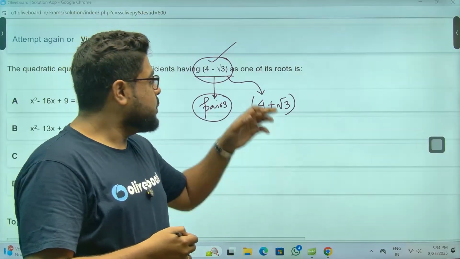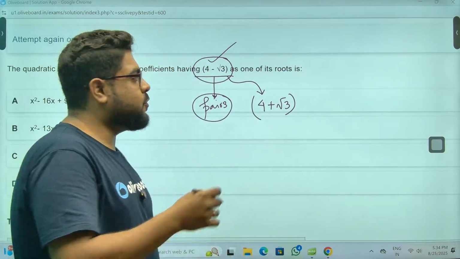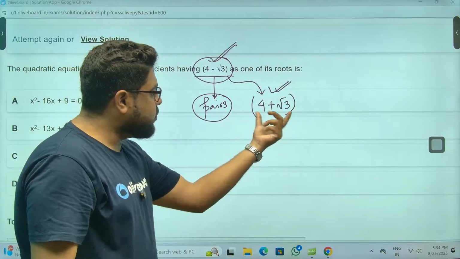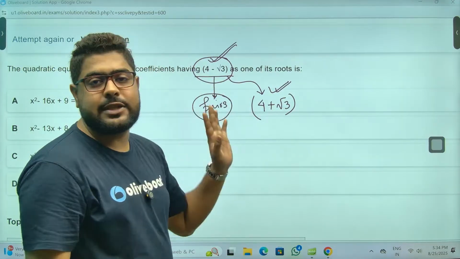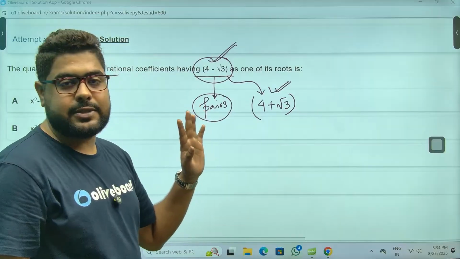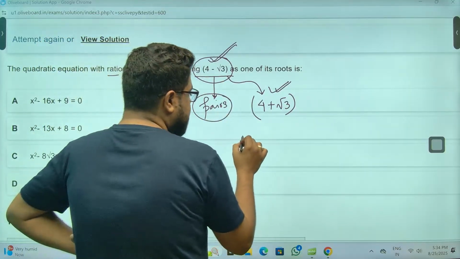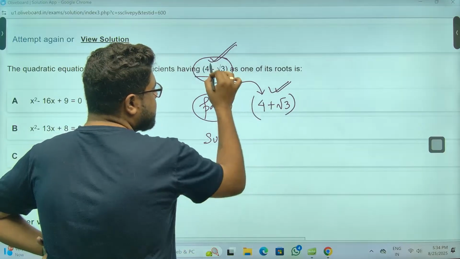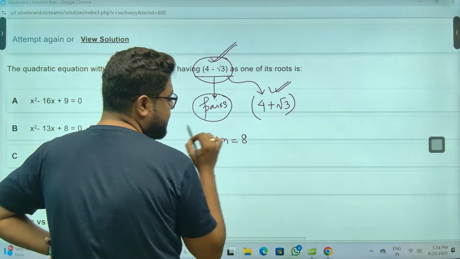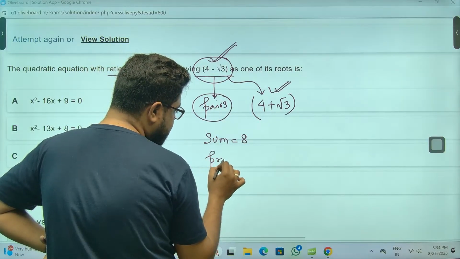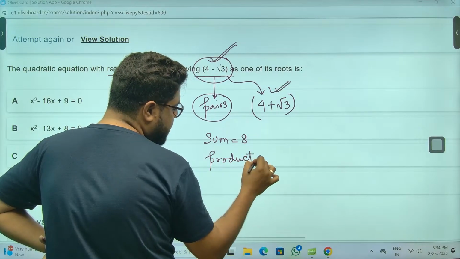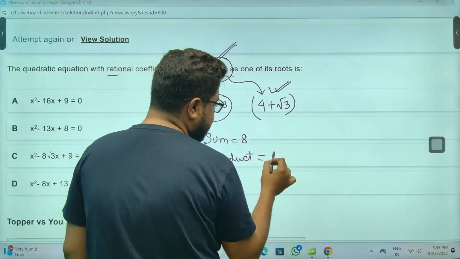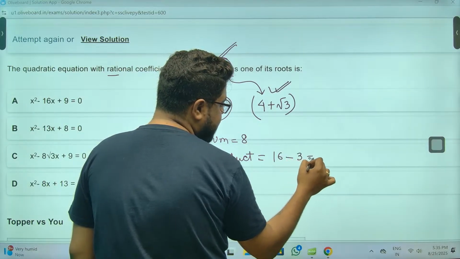I told you, so this we already know. If one of the roots is this, the other root must be this, and vice versa. This comes in pairs always. So sum of the roots will be what, sir? Root 3 will cancel, 4 plus 4, that is 8. And the product of the roots will be what, sir? This into this, so a plus b into a minus b: 4 into 4, 16, minus root 3 square, that is 13.